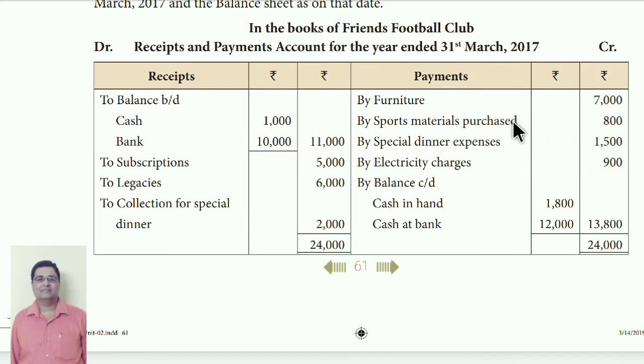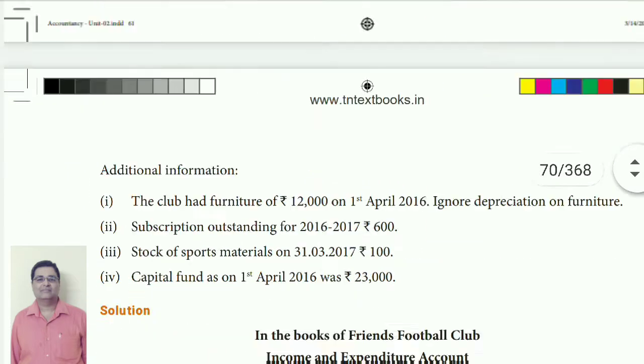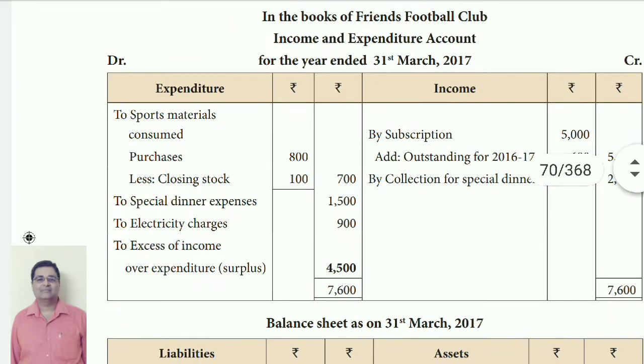Furniture we done in the adjustment. Asset sides we added. Sports material we added already in the expenditure. Now special dinner expenses, it is an expenditure. So special dinner expenses rupees 1,500. Electricity charges rupees 900. Both we have to write in the expenditure column. See your expenditure column. Special dinner expenses 1,500. Electricity charges rupees 900. Next one.